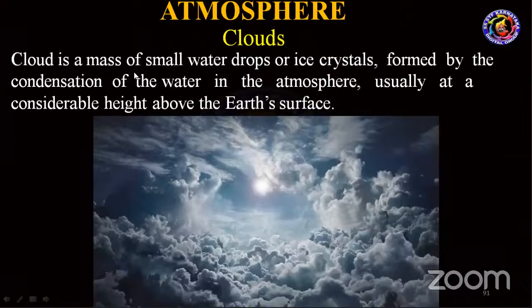Cloud is a mass of small water drops or ice crystals formed by the condensation of water in the atmosphere, usually at a considerable height. Actually, it happens above the Earth's surface, above 1 kilometer or 2 kilometers from the Earth's surface.